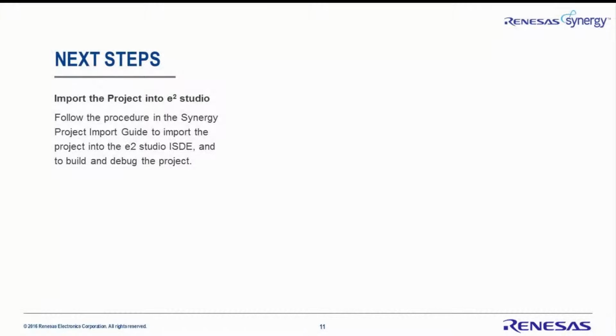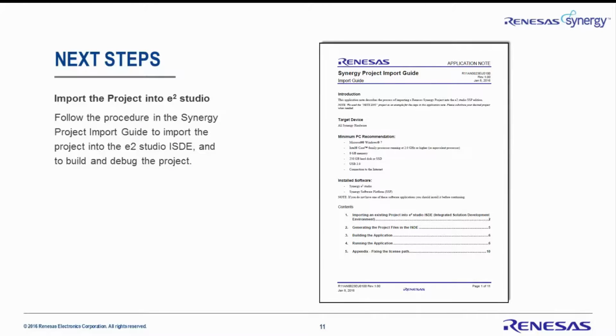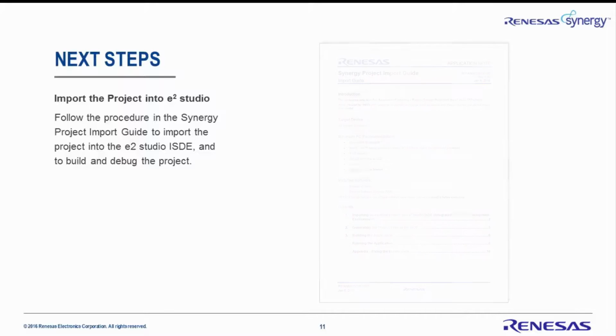The next steps are to learn more about how the application works and the API calls involved by examining the application source code. To do this, follow the procedure in the Synergy Project Import Guide to import the project into the E² Studio ISDE and to build and debug the project. For the debugging configuration, select the executable and link format ELF of the DK-S124 out-of-box debug under Renesas GNU debugger, known as GDB hardware debugging.